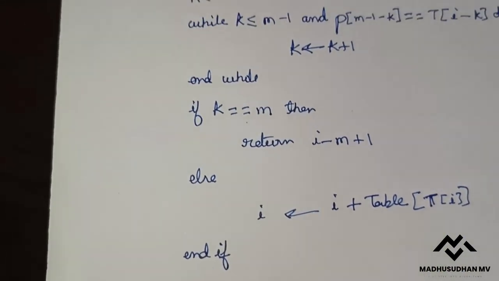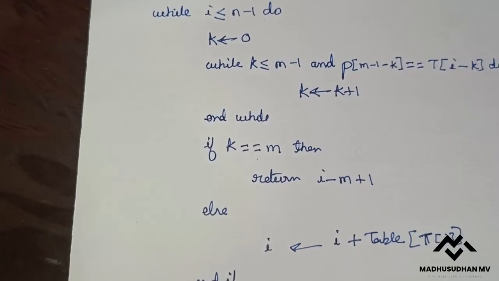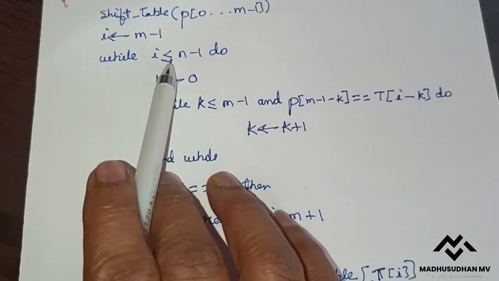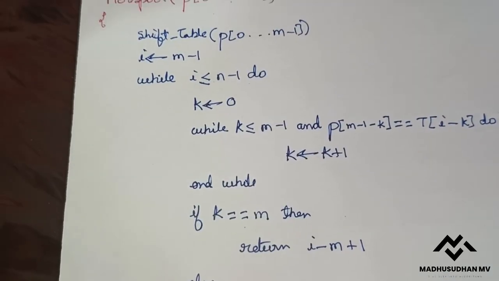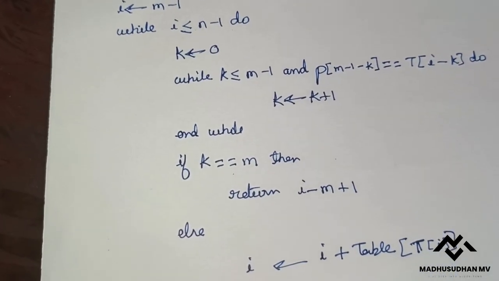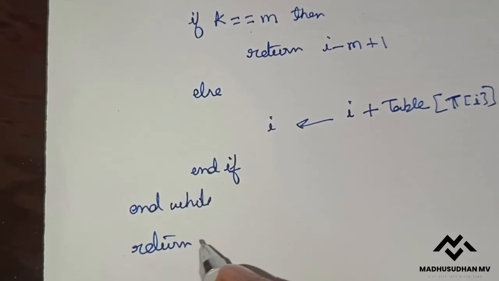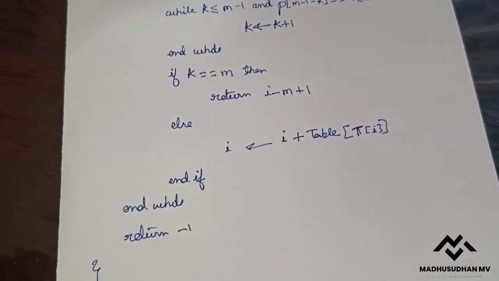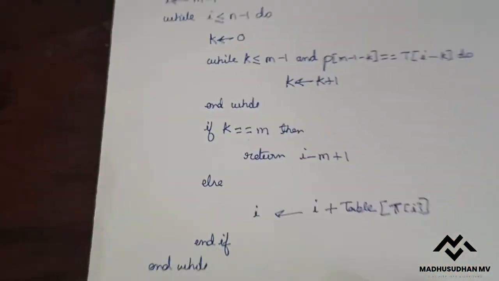We need to keep continuing as long as we are still within the text. Once we reach the end of the text, we stop. So end while. After that, if we still do not find it, then simply return minus 1, which indicates the match is not successful. That means the pattern is not found. This is the algorithm.